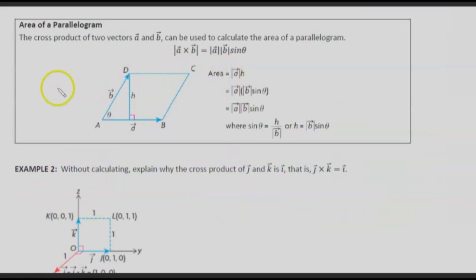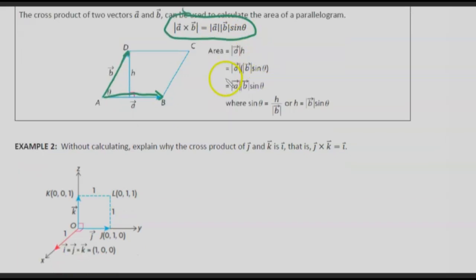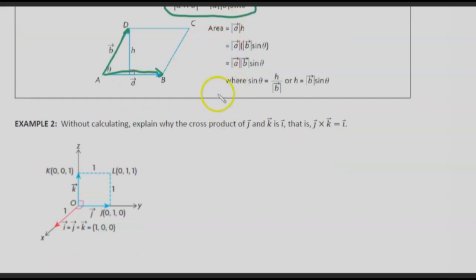Now, the area of a parallelogram. The cross product of two vectors, say vector A and vector B, remember they are tail to tail, can be used to calculate the area of a parallelogram. So this is the equation: the magnitude of A cross B equals the magnitude of A times the magnitude of B sine theta. And then a little bit of a proof here.